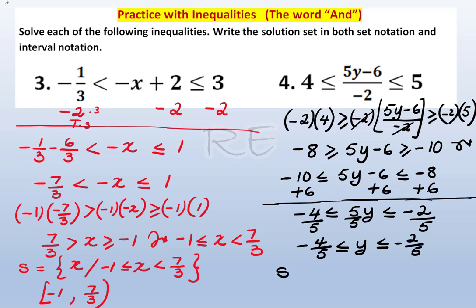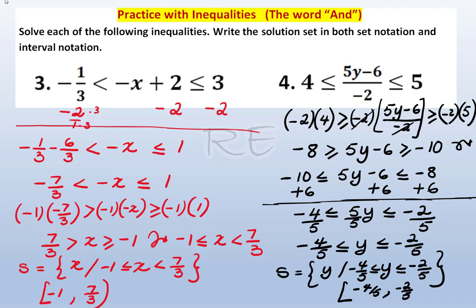Set notation. The solution is equal to the set of all y such that negative 4/5 is less than or equal to y, less than or equal to negative 2/5. Interval notation, open bracket at negative 4/5, it's included, comma, and close bracket at negative 2/5.